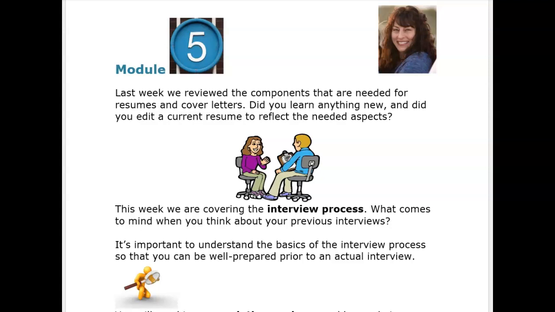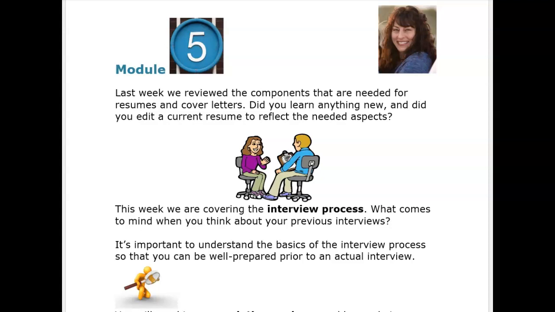So last week we reviewed the components that are needed for resumes and cover letters, and I'm wondering if you learned anything new, and did you edit a current resume to reflect the needed aspects? This week we are covering the interview process. What comes to mind when you think about your previous interviews, if you've had any?